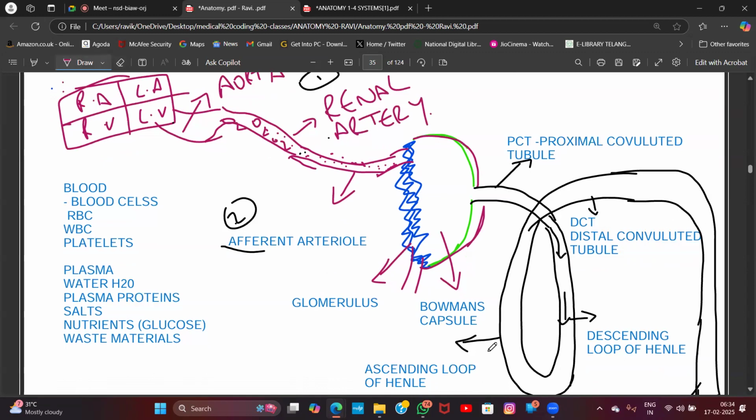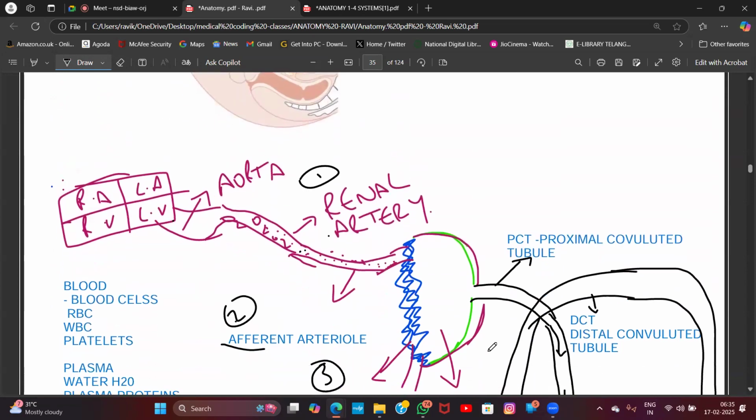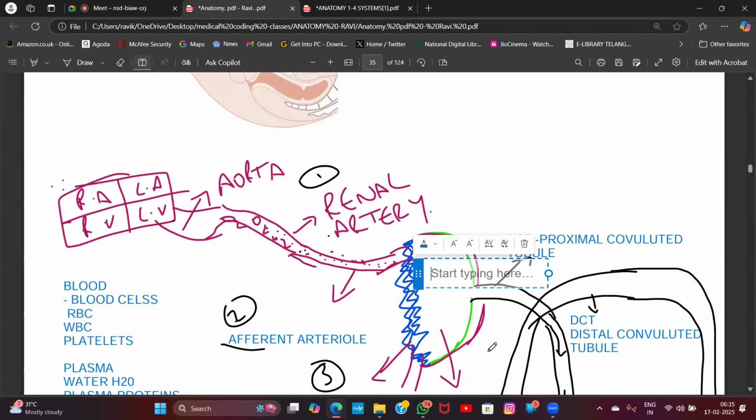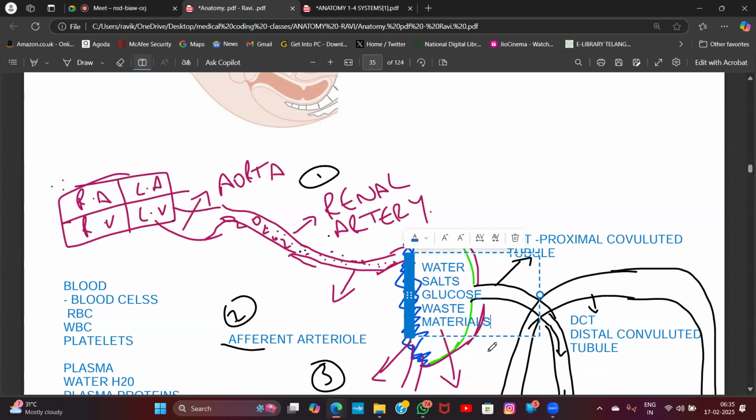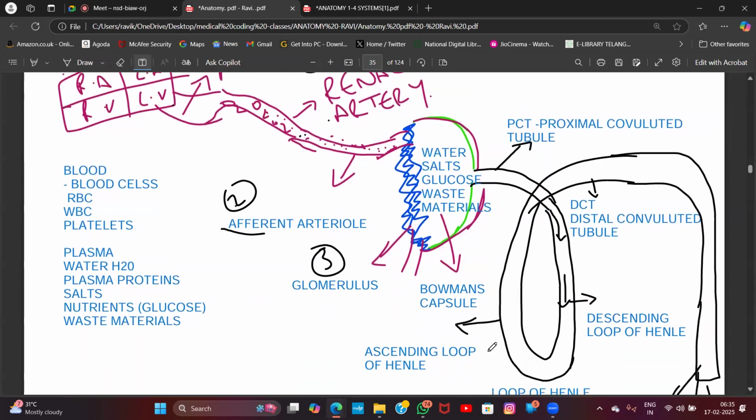From the afferent arteriole, the blood comes to the glomerulus. The filtrate moves inward. What are the small particles? The small particles like water, salts, glucose, and waste materials move from the glomerulus fluid into the Bowman's capsule.